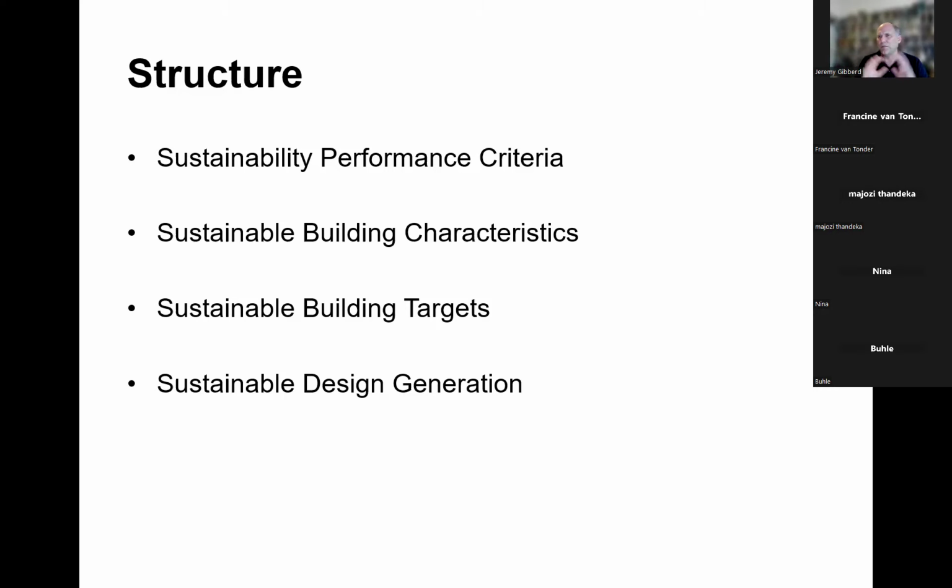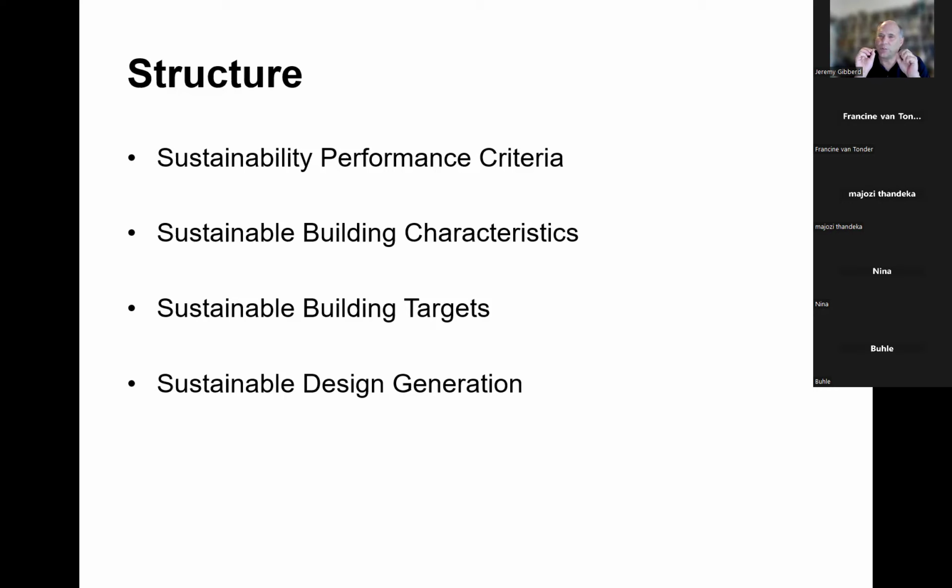That's the context. That's why we're doing sustainability: because we have to achieve those targets in terms of sustainable development goals and climate change. So that's really important. So what are the tools? What are the characteristics of buildings?